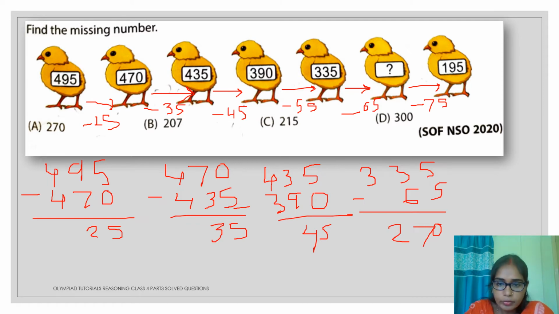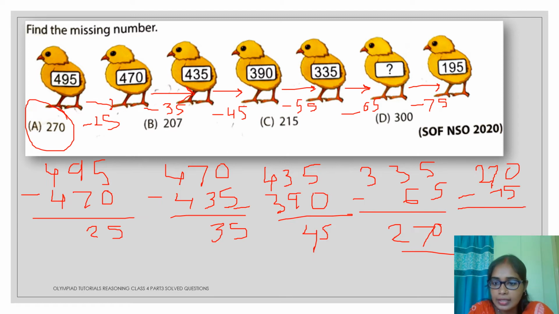So here you have 270 is the difference. So option number A, that is 270, will be your answer. I will just check whether the last number is correct or not. If you just subtract 75 from 270, you'll get the answer as 195. So our answer is absolutely correct. That is 270, option number A.